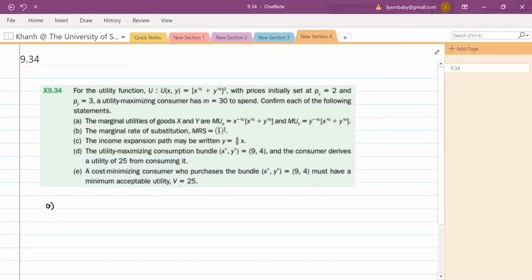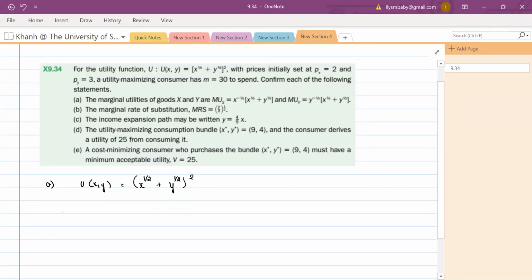So part A is asking you to find the marginal utility of both x and y. Given that u equals (x to the power half plus y to the power half), and everything squared, to find the marginal utility of x, we would just have to differentiate the utility function with respect to x, treating y as constant. In this case, you would apply the chain rule, treating everything inside the bracket as a function of x and y.